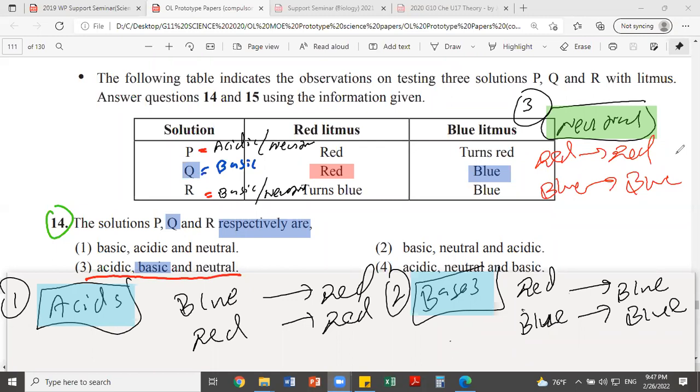So for example, acid means vinegar. Base means sodium hydroxide. Litmus papers, these are litmus tests. Acid is vinegar, CH3COOH. A base means sodium hydroxide. Neutral means, for example, H2O, water. Done.